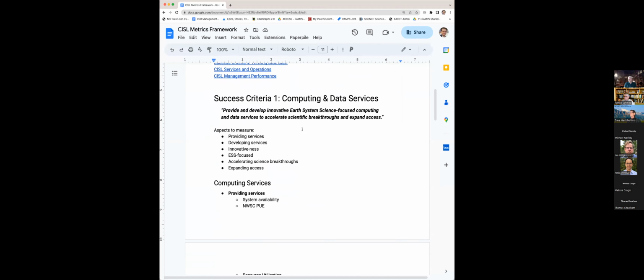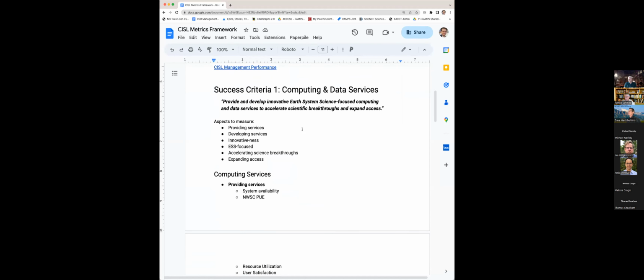So we define our success criteria, for example, one of them being provide and develop innovative Earth system science-focused computing and data services to accelerate scientific breakthroughs and expand access. Whether you like that or not, that's what we collectively came up with as one of our success criteria. So what we're looking at now is, well, how do we demonstrate that with metrics? How do we demonstrate that success?